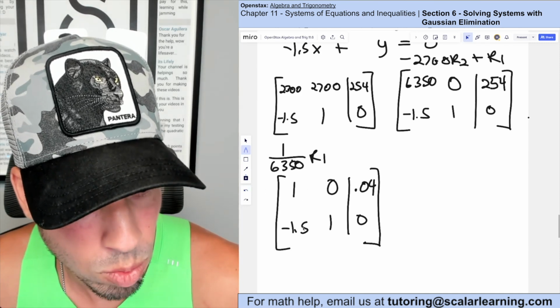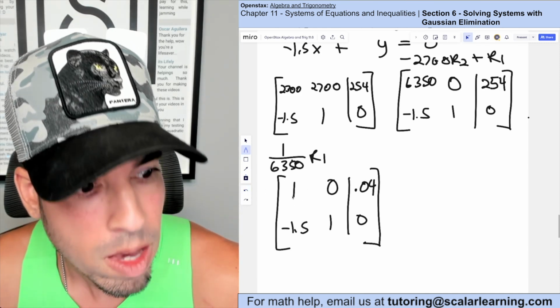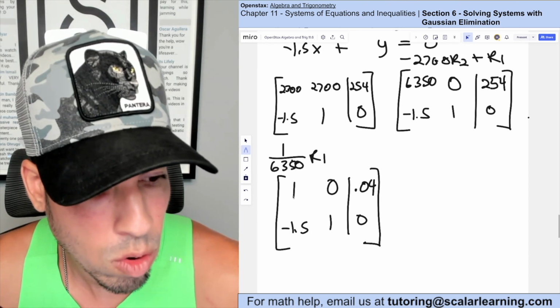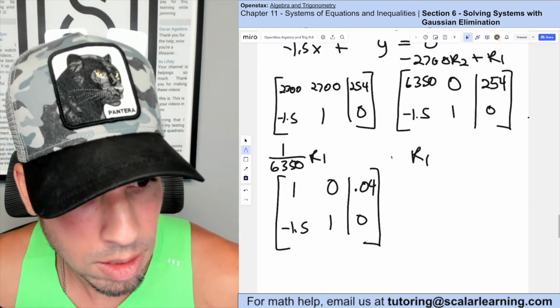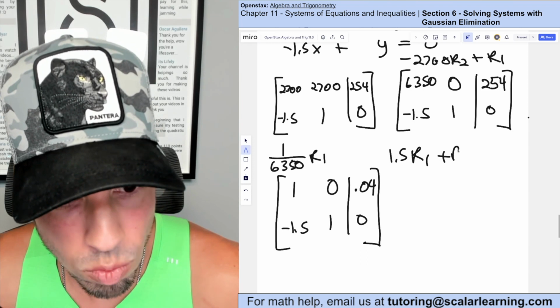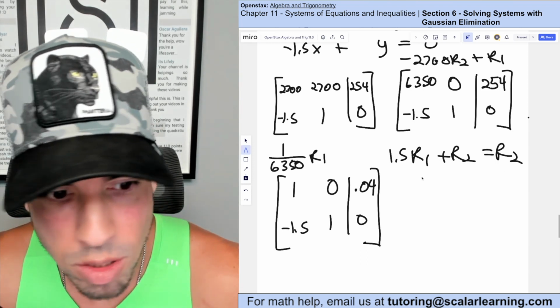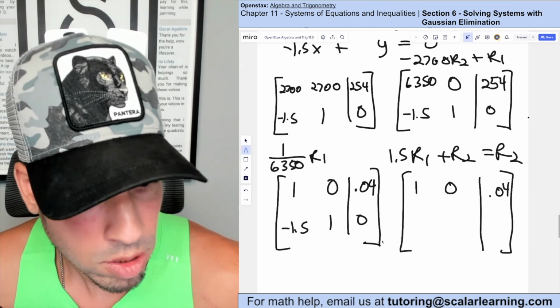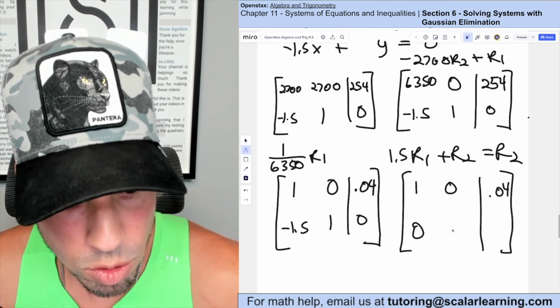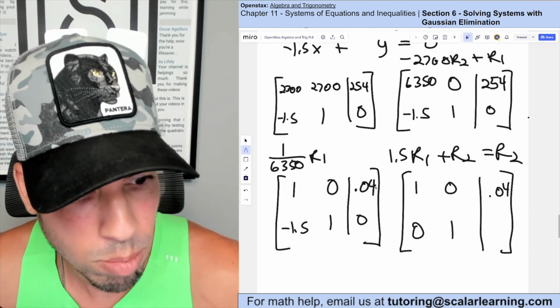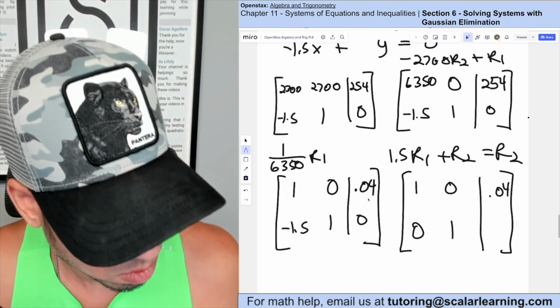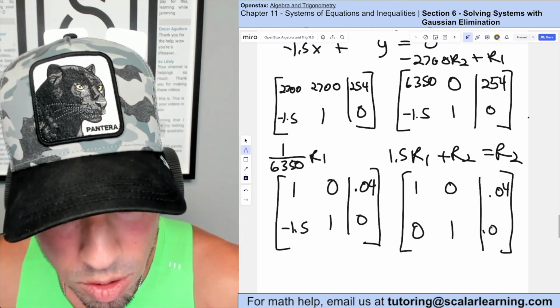And now we got to get this one, all right? All I got to do is zero this out. So I'm going to multiply row 1 by 1.5 and add it to row 2 to get a new row 2. Let's write it out. So we got 1.5 plus negative 1.5 is 0. 0 plus 1 is 1. And then 1.5 times 0.04, that's 0.06 plus 0 is 0.06.